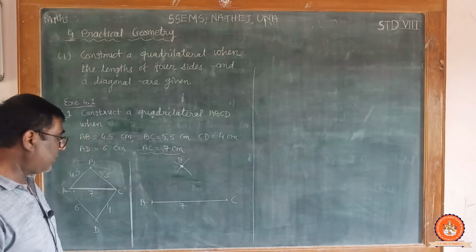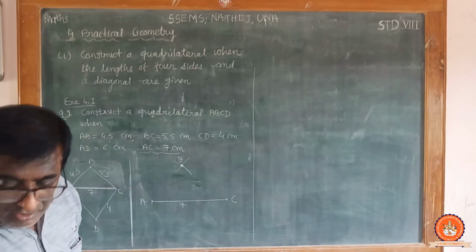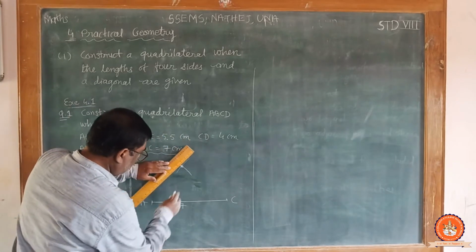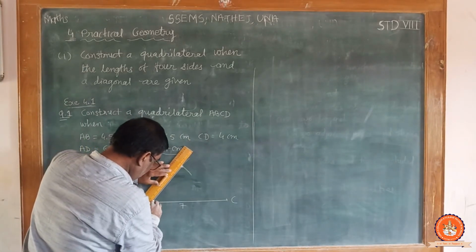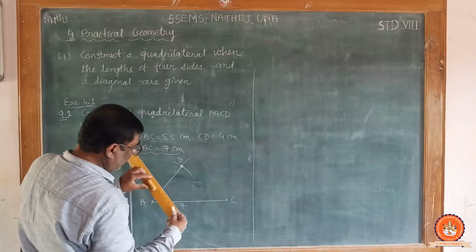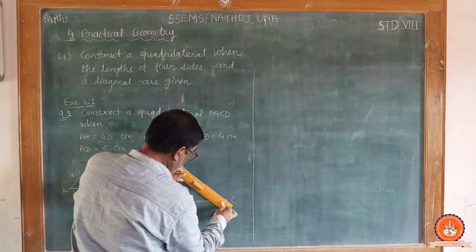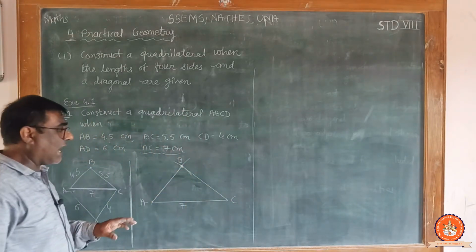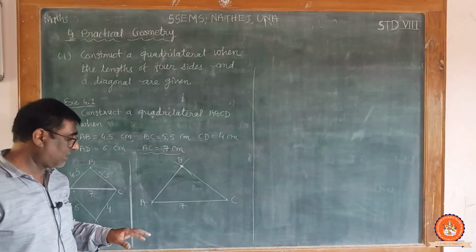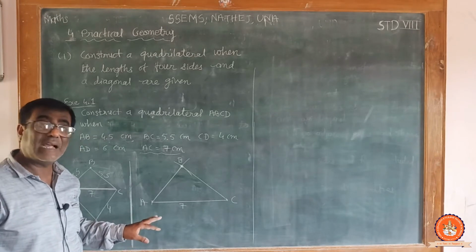Now I'll join AB and BC. So this is nothing but the triangle we have constructed using the side criteria.